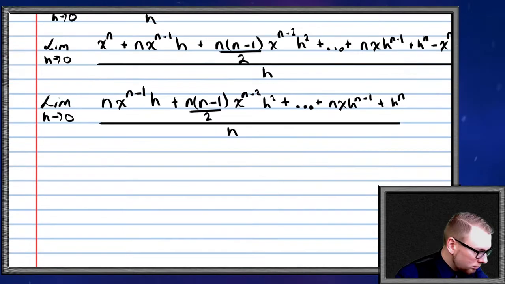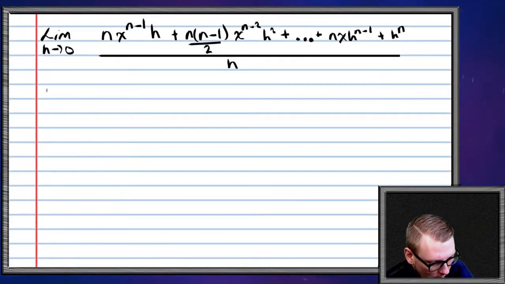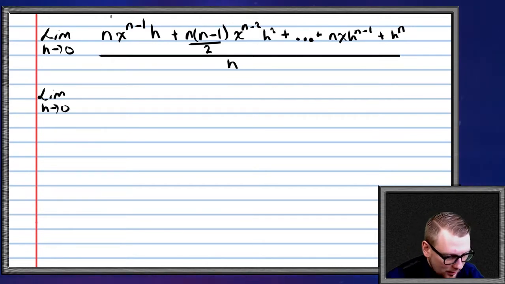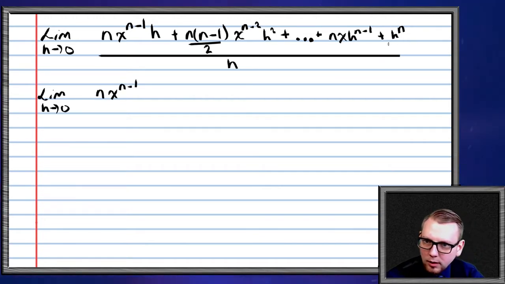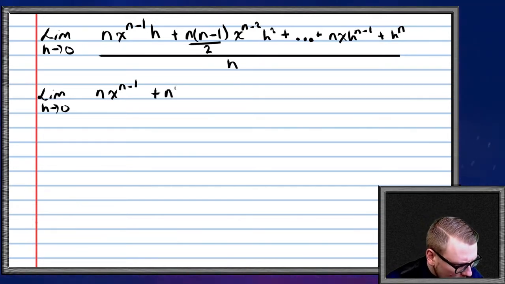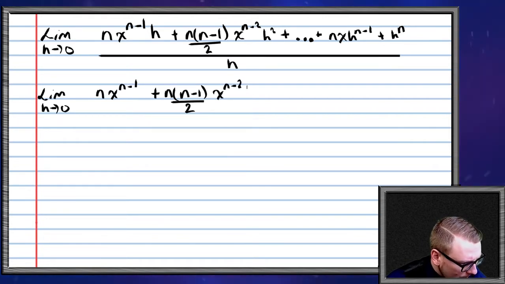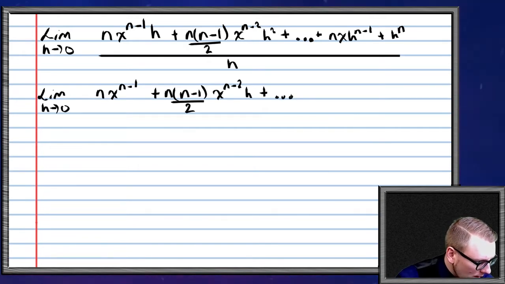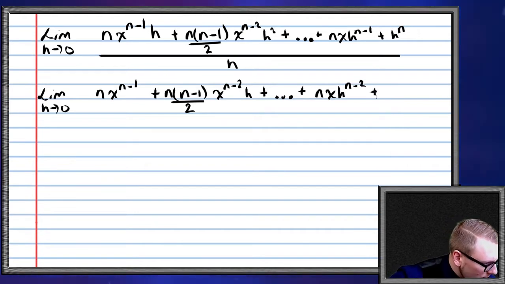Okay. Then we'll divide out the h. So we'll have the limit as h approaches 0. We divide out all the h. This first one goes away and we're left with n x to the n minus 1. And then all these h's get decreased by 1. So plus n minus 1 over 2 x to the n minus 2 h to the 1, plus dot dot dot plus n x h to the n minus 2 plus h to the n minus 1.